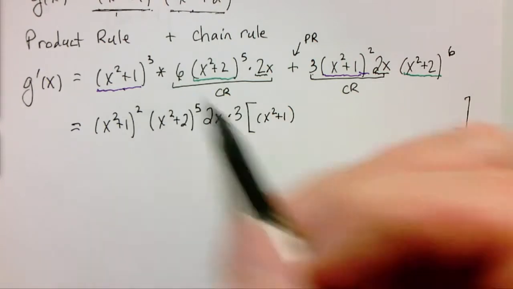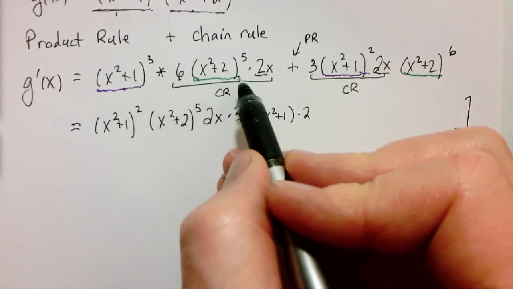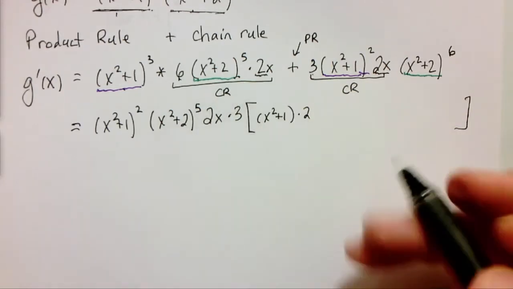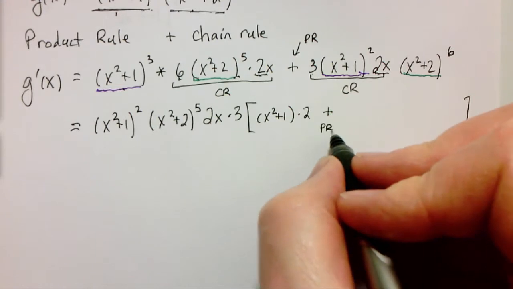We took out 3, so there's 6. There's still a 2 left. Took out 5x squared plus 2, so that's done. We took out the 2x, that's done. This plus, this is our original plus that came from the product rule.